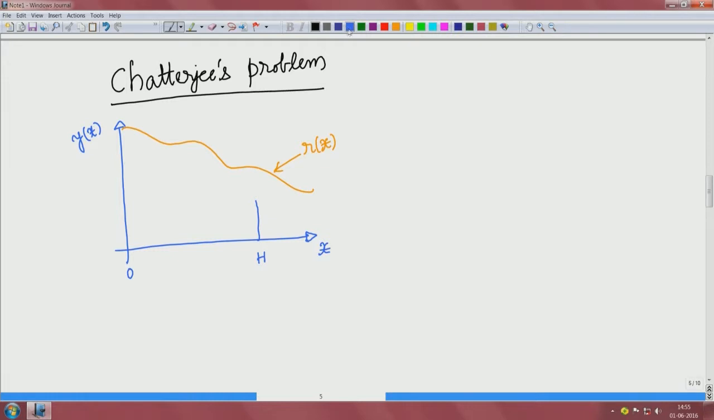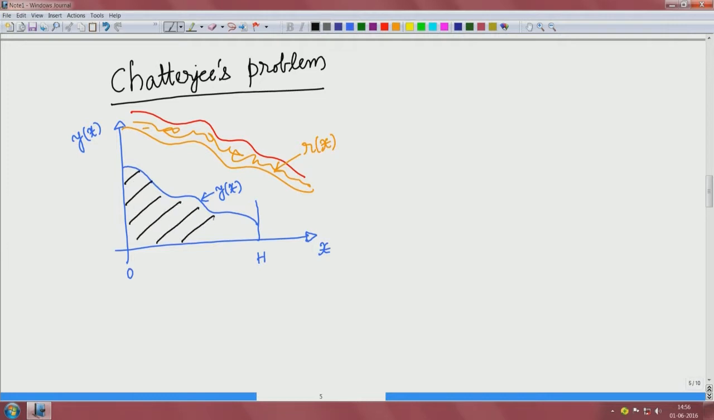I need to find that function y of x in the limits 0 to h, let us say like that. This y of x has to be below r of x, because we said there is a river flowing. So, let me show it like a river. There is some muddy water. It has to be below that, and the farmer is asked to take as much land as is given by the government.